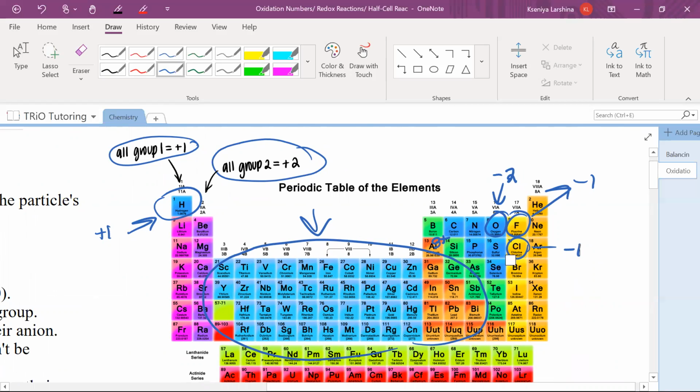If it was, let's say, sulfur versus selenium, we'd go with sulfur's charge, which in that case would be 2 negative. This one would also have been 2 negative, unless it was bromine. But in that case, because sulfur is closer to fluorine than bromine, it would be 2 negative instead.